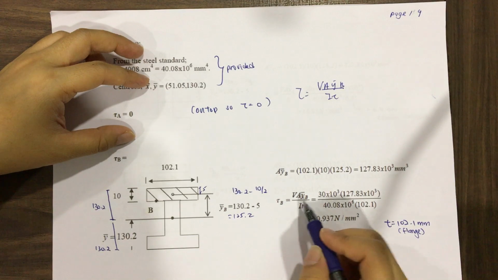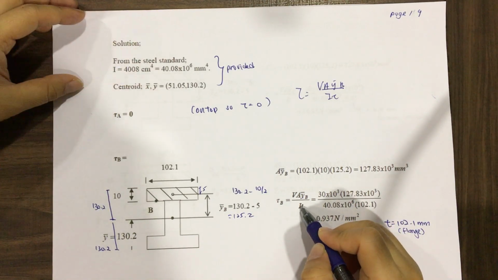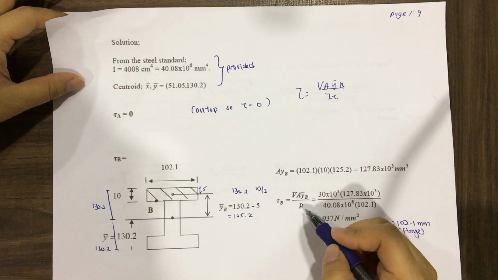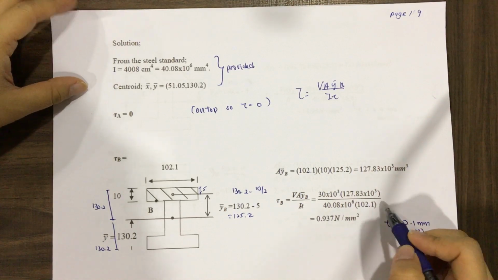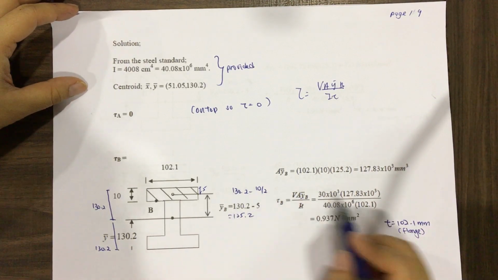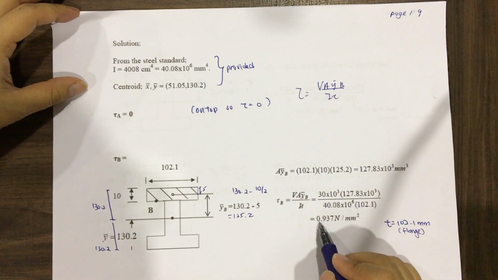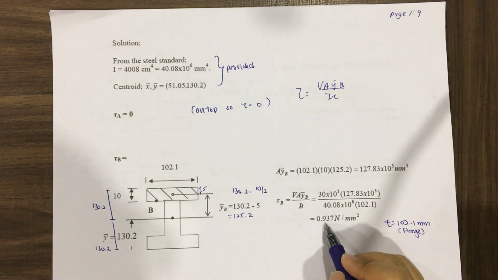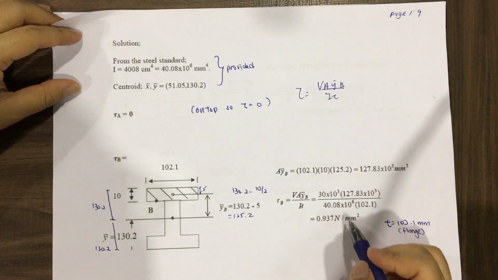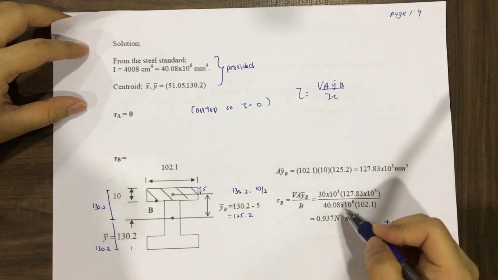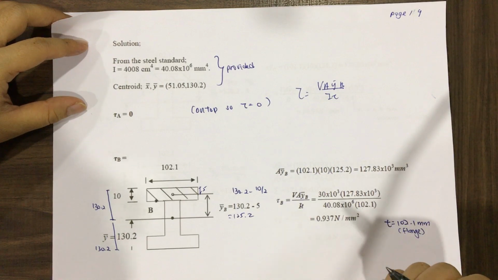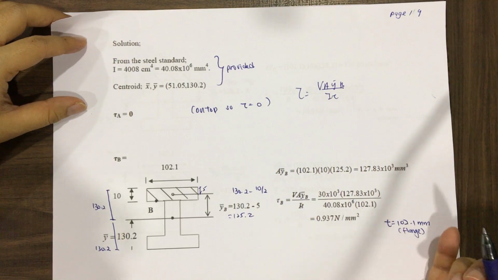And then times over I, the I XX value from the table, and then the T is the 102.1 because it's located at the flange, so we get the T of this. So we will get the value of 0.937 kilonewton, Newton per millimeter square. For the unit conversion you can practice at home, or if you don't want to use it, you can remain in kilonewton.